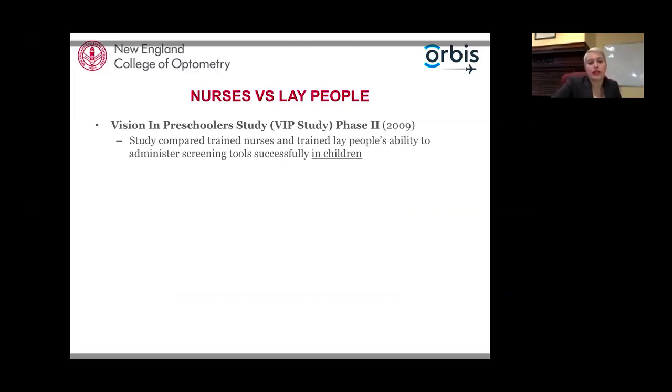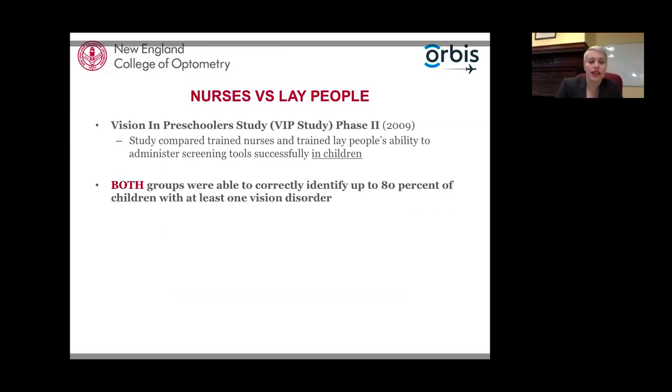The Vision in Preschoolers study did a study in 2009, and they compared trained nurses to trained lay people and their ability to administer screening tools successfully. I do want to stress that this is in children, this study here. They found that both groups were able to correctly identify up to 80% of children with at least one vision disorder. So that's pretty impressive. That's quite high. They did this with autorefractors and visual acuity charts.